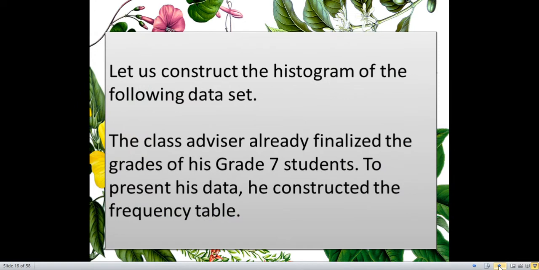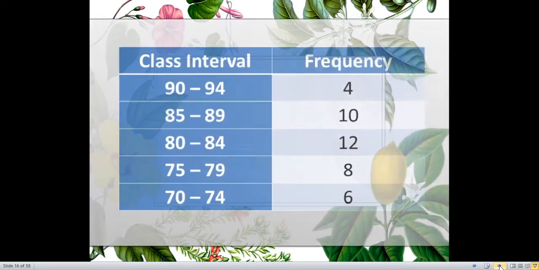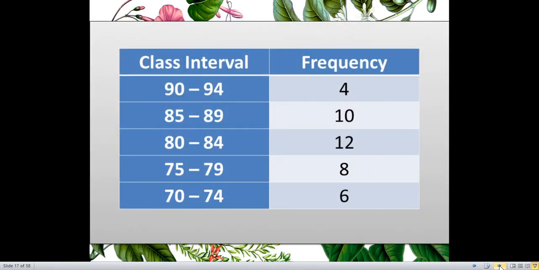So we're going to construct the histogram of the given set. A class advisor already finalized the grades of his grade 7 students. To present his data, he constructed the frequency table. We're always going to start with our frequency table. Here it is, the class interval and the frequency. We have 90 to 94 is 4, 85 to 89 is 10, 80 to 84 is 12, 75 to 79 is 8, 70 to 74 is 6.